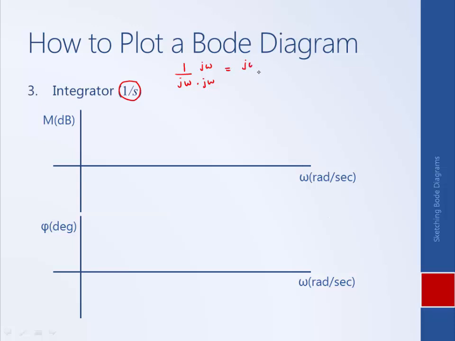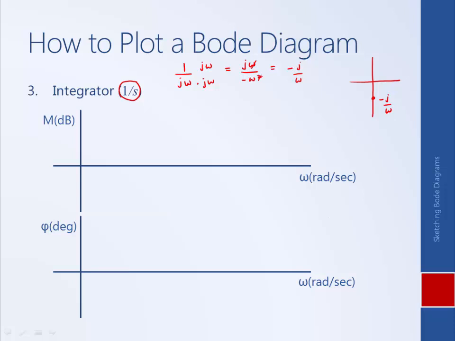So you get a numerator of j omega. In the denominator, you have j times j. j is the square root of -1, so when you square it, you get -1. And then omega times omega is omega squared. One of the omegas in the omega squared will cancel with the omega in the numerator, and we get negative j over omega. So if we plot this in the complex plane, we have a point on the imaginary axis in a location like that.